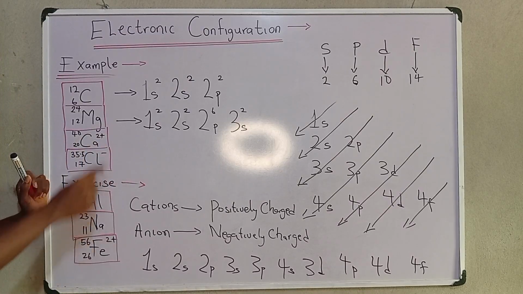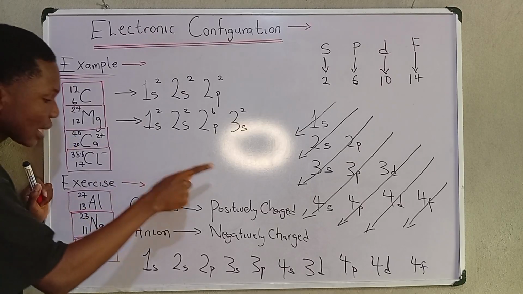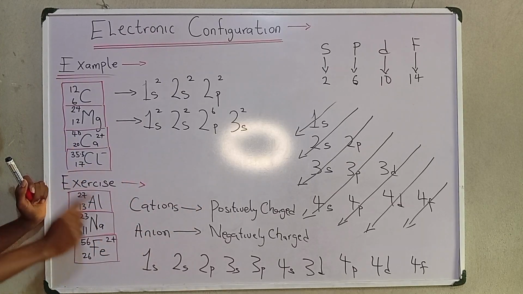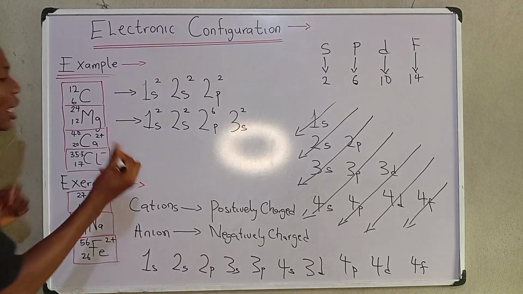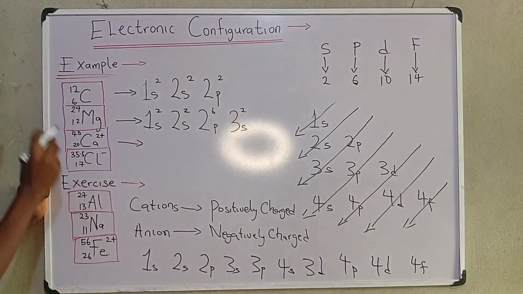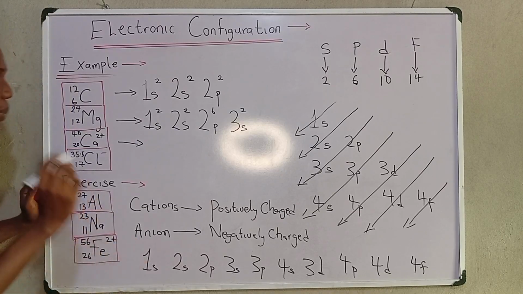Okay? Now, the way we write this guy, we are going to write this word. And note, positively charged are cations, which means this calcium is a cation. Now, this chlorine is an anion. So now, the way we are going to write the electronic configuration of this guy is not the way we write these other ones here. So now pay attention.